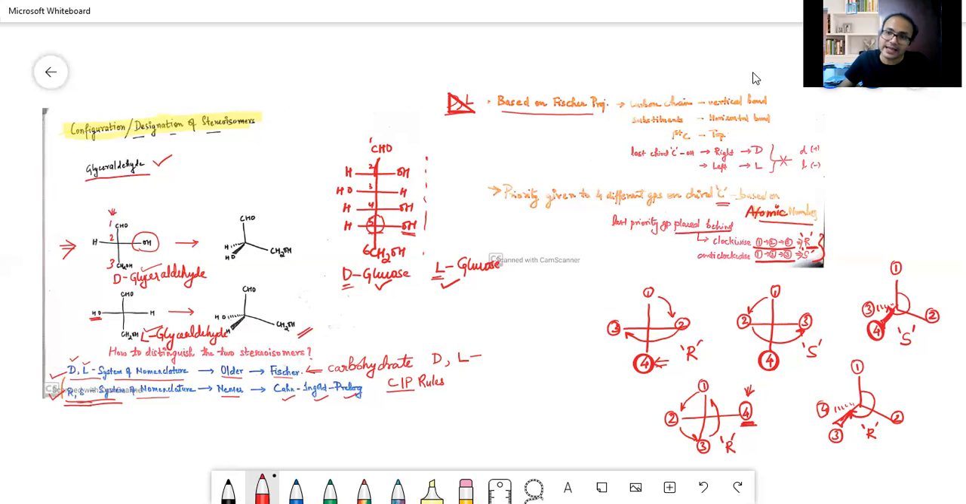And if it is above the writing plane, and when you move from 1 to 2 to 3, it is R, then the actual configuration is nothing but S. And if it is 1 to 2 to 3, it's S, and your group is above the plane, then we have the opposite configuration, that is R. I hope you understood what I just now discussed with you. We will discuss in the coming video with more real examples to know more about how to use this particular RS system of nomenclature. Thank you very much for your attention.